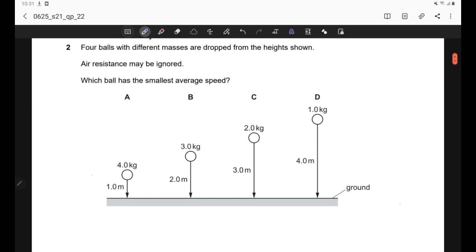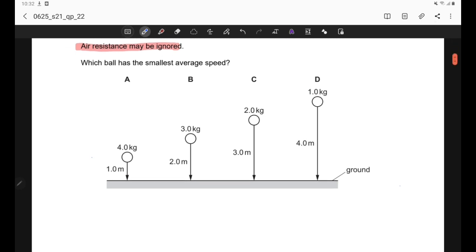Question 2. 4 balls with different masses are dropped from the heights shown. Air resistance may be ignored. Which ball has the smallest average speed? So here very important keyword is air resistance can be ignored. So we can understand all these balls are falling under gravity, because the only force acting on this ball while it is falling is its weight, which is acting downward.